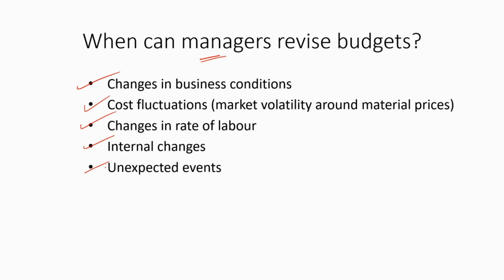Unexpected events. Unforeseen events like natural disasters, supply chain disruptions, major accidents, or economic crises can have a significant impact on a company's operations and financials. In such cases, companies may need to revise their budgets to account for the effects of these events and reassess their financial expectations. So, these are the main factors that managers consider when it comes to revising budgets.